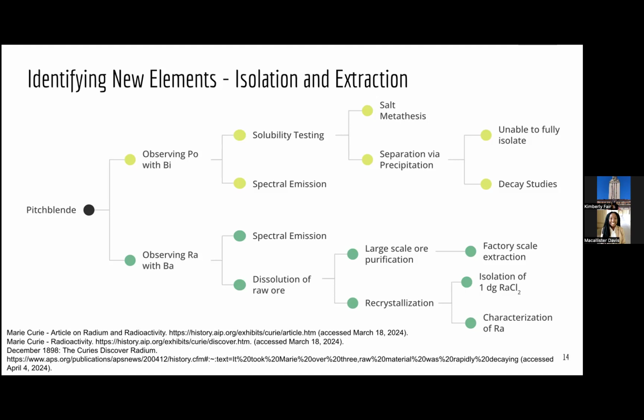The Curies on their own processed 50 kilograms of raw pitchblende, with very little return of radium chloride. So what they were able to do was get some assistance from a French factory and were able to process 7 tons of material and eventually isolate 1 decigram of radium chloride that they could then use for further characterizations and studying of radioactivity.